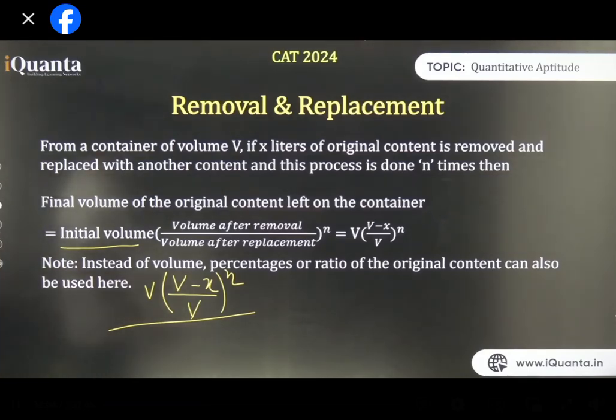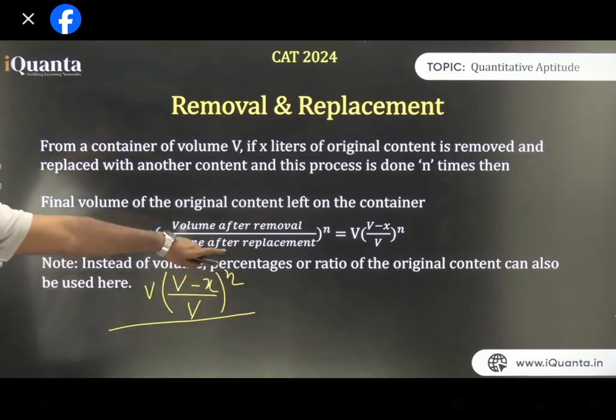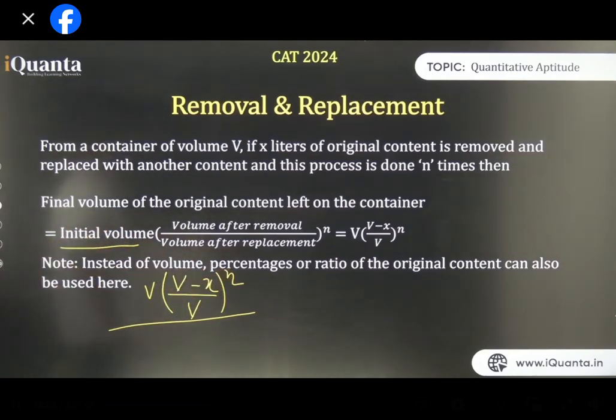Volume after replacement is basically the initial volume, it becomes the same. Because if I replace 10, I'm adding 10, so it becomes the same thing. If the replaced quantity is not equal to the removed quantity, then it's better to do it manually, or you can use the same thing here also. We will discuss this accordingly, don't worry.